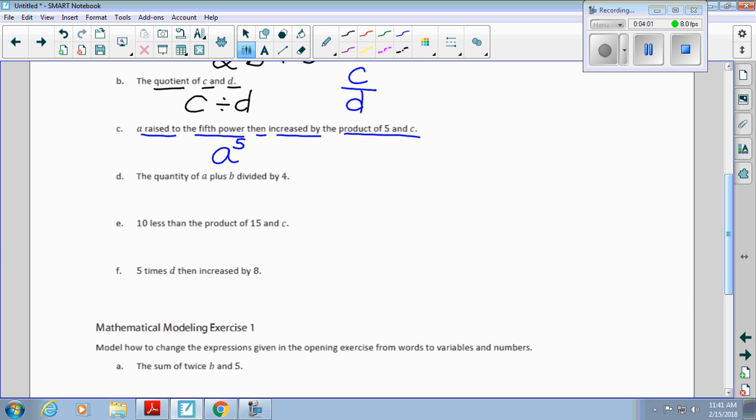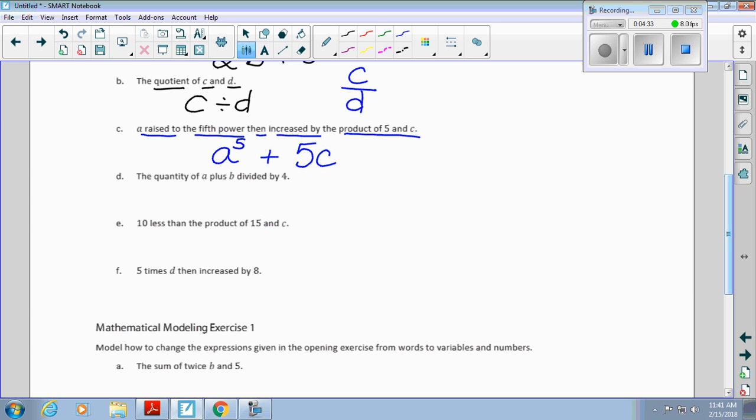Alright, so we have the first part done, and it says then increased by. Increased by would mean what? Add, yep. The product of 5 and C. How would I write the product of 5 and C? 5 times C. Now, how would we write that in the most grown-up algebraic way possible? Dot C. Oh, we can do better. That's not bad. 5C. Yep, 5C.